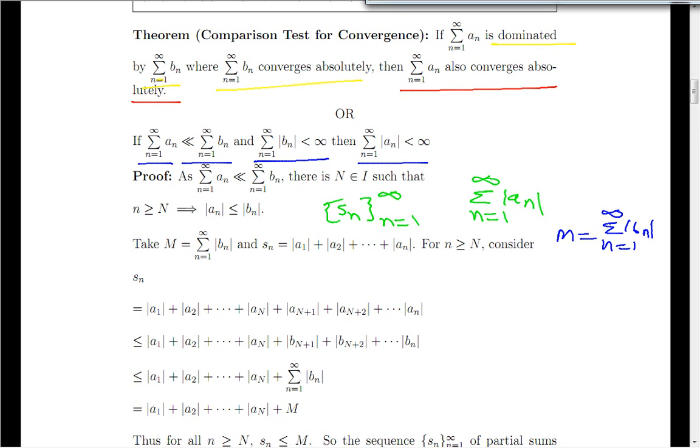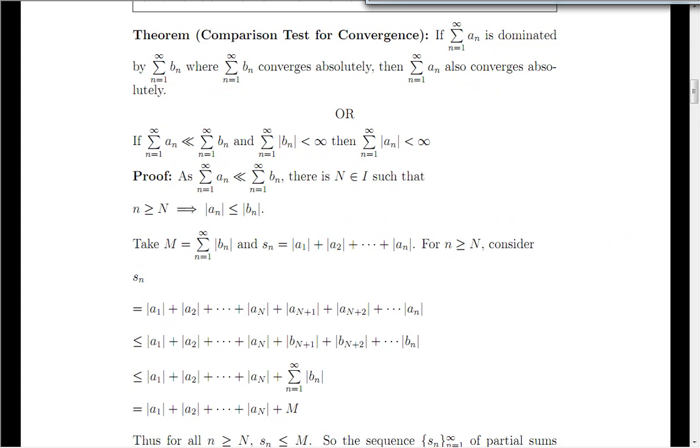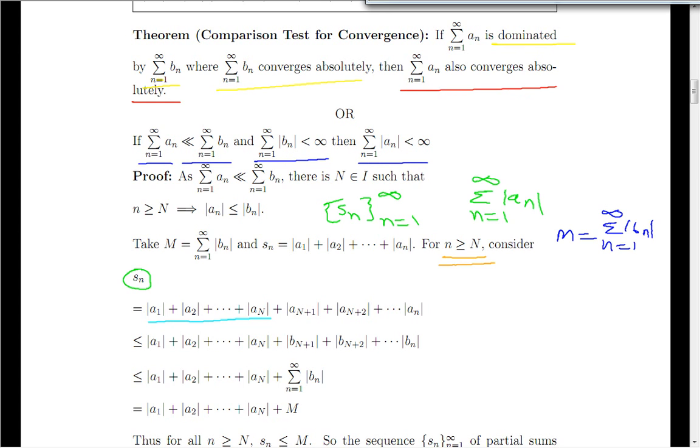So let us begin by considering a partial sum Sn for n greater than or equal to N. Consider the partial sum Sn, which equals mod a1 plus mod a2 plus up to mod aN. Note that mod aN will appear here because n is greater than or equal to N. Then the rest of the terms are mod a(N+1) plus mod a(N+2) plus up to mod an. Now we are going to use the fact that mod an is less than or equal to mod bn whenever n is greater than or equal to N.